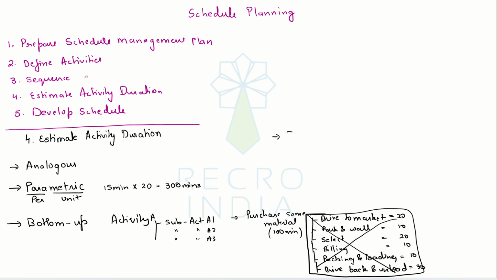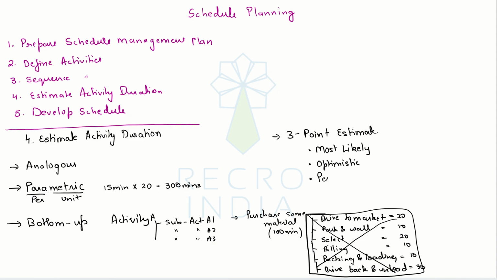Next up, we have 3-point estimate. See, 3-point estimate is sort of an extension of bottom up only, or maybe you can use it with analogous or parametric also. So I would not say bottom up, but the main idea in 3-point estimation is that we want to consider 3 different possibilities. What will be a most likely estimate? What will be an optimistic estimate?